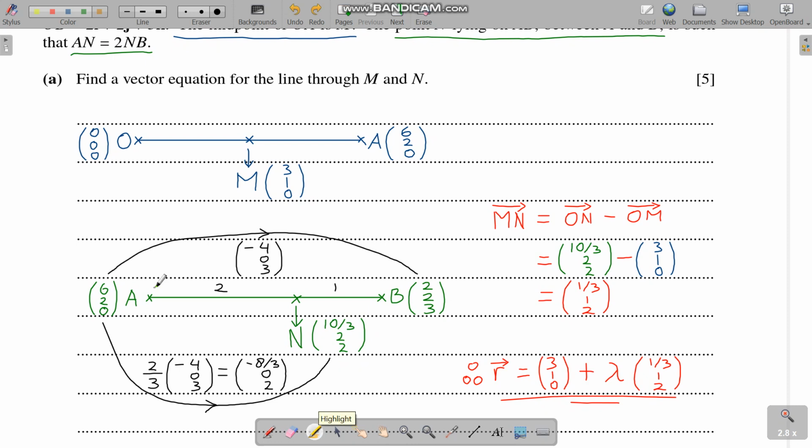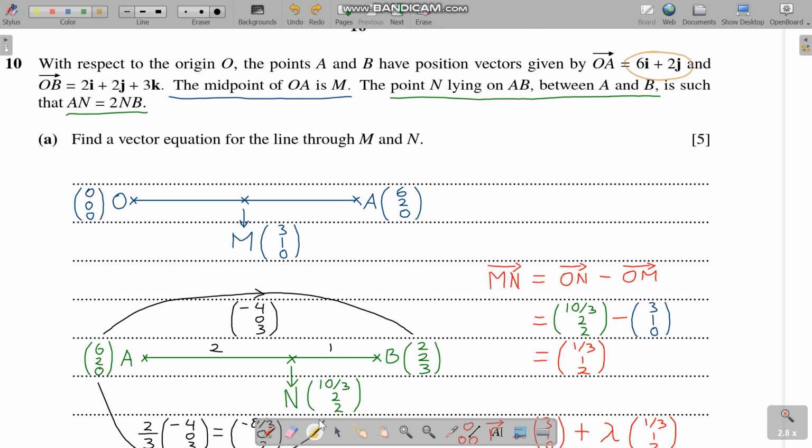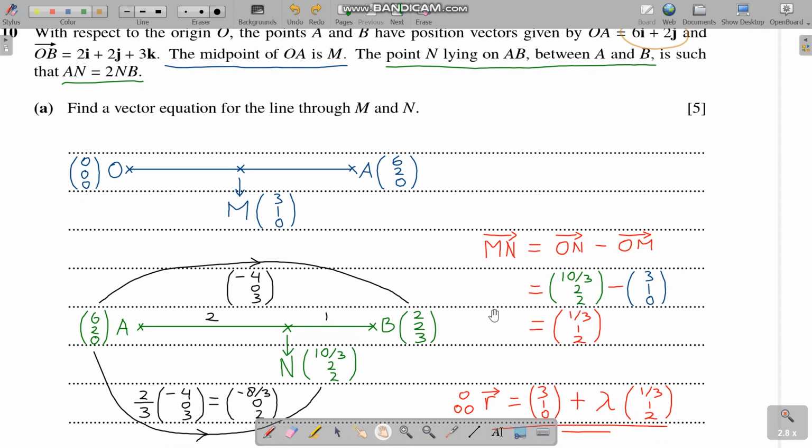So this is, let's say, point A, 6, 2, 0. This is point B, 2, 2, 3. That's point B. And we have N between A and B such that AN is twice NB. So we have this ratio. We don't have N yet, but we do know A and B, so we can find the vector AB.